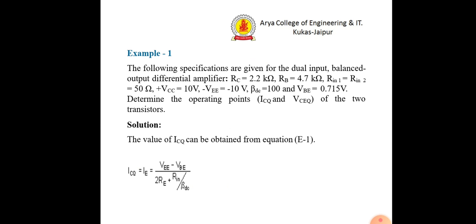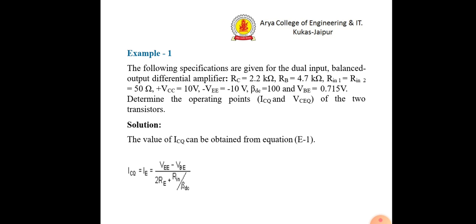In this particular example, certain specifications are given for a dual input balanced output differential amplifier. We are given the values of resistance and power supply, and we have to find the operating point, that is, the value of the collector current and the voltage across the collector-emitter junction, VCE, of the two transistors.